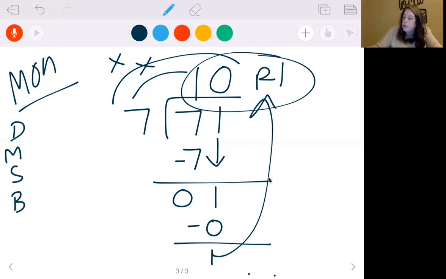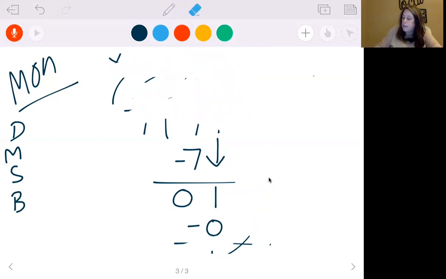Okay, let's try another one. The key to these is you have to keep doing it and you have to keep practicing it and make sure you get used to it.